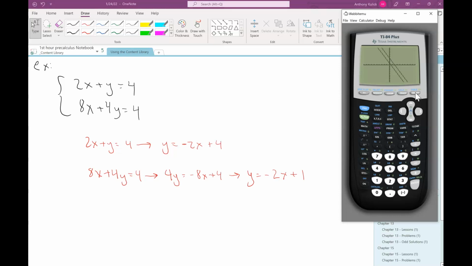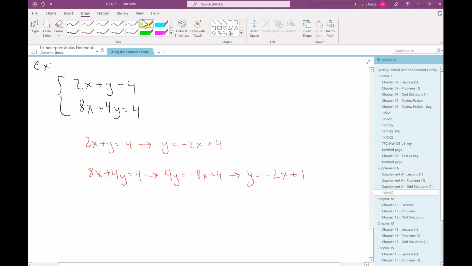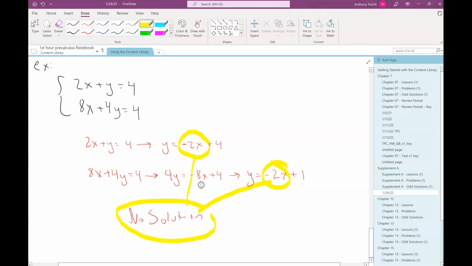Again, what I would do is go back and take a look at my equations here. When I look at my two equations, I notice that the slope is the same. And I know that lines with the same slope but different y-intercepts are parallel. Everybody okay there?